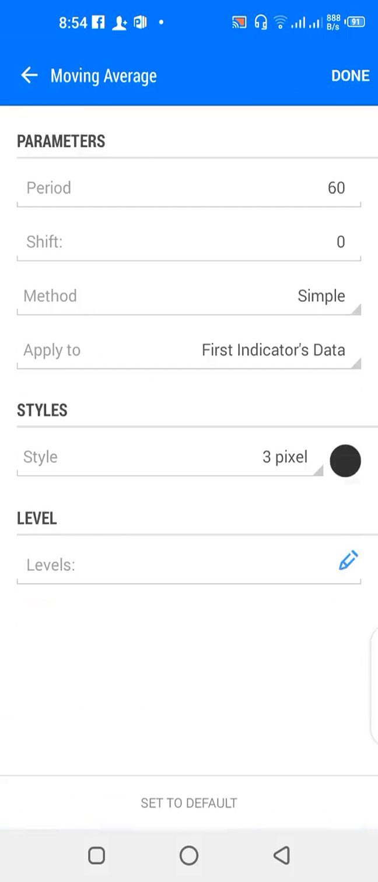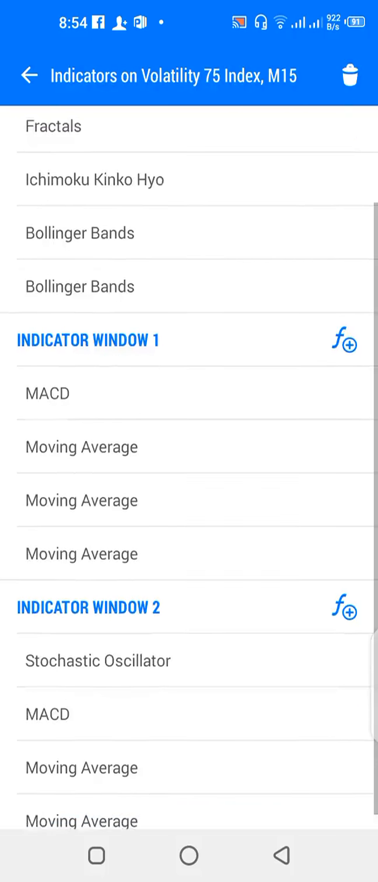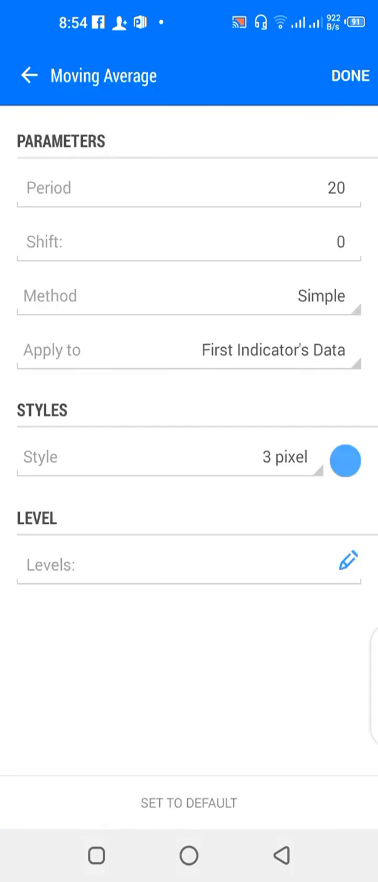And for the moving average, the period is 60. Shift is 0. The method is simple. Apply to first indicators data, and the color is black. And then the last moving average on indicator window 2, you have the period to be 20. Shift is 0. Method is simple. Apply to first indicators data, and the color is blue.